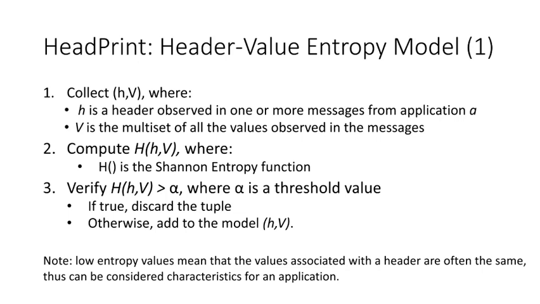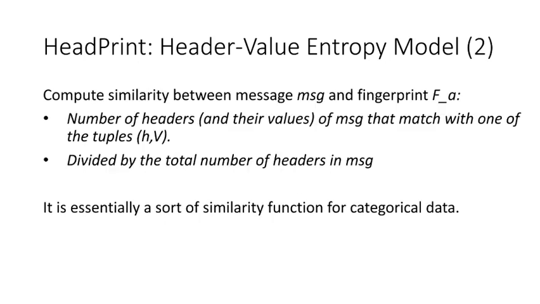So, that said, headers and values with high entropy are discarded, and the ones with low entropy are kept in the model. This is done according to a threshold alpha that we set. Details are in the paper. We also have a similarity function that allows us to compute how similar the content of a message is to the model. This is essentially a similarity function for categorical data. The idea is to see how many of the headers and their values that are in the message are also present in the model of the fingerprint.